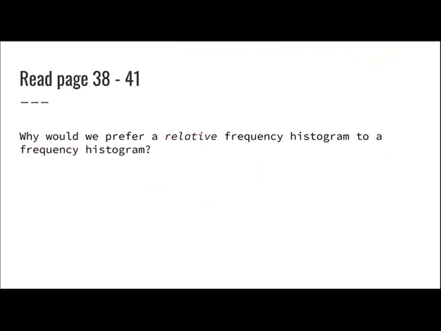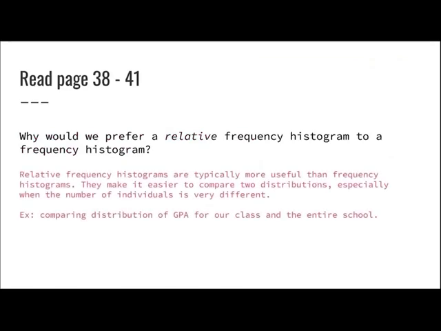Why would we prefer a relative frequency histogram to a frequency histogram? Well, relative frequency histograms are typically more useful than frequency histograms. They make it easier to compare two distributions, especially when the number of individuals is very different. An example of that would be comparing the distribution of GPA for our class and then the entire school. If we're doing our class, then our number ranges would be a lot lower than the entire school, when there's a whole bunch of students. If we are using relative frequency, then we're just looking at percentages, which would be a lot easier to do for different amounts.